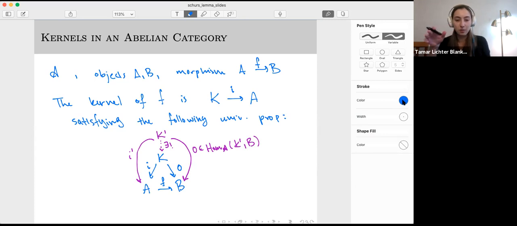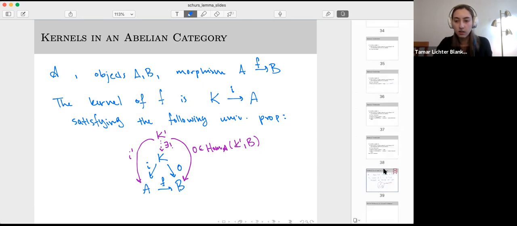So, okay, this was just an example. I'm not going to use the universal property of kernels in anything I'm doing on the board, but are there any questions about that?